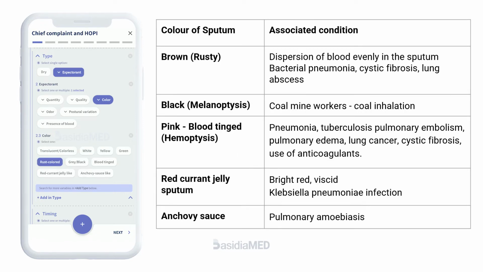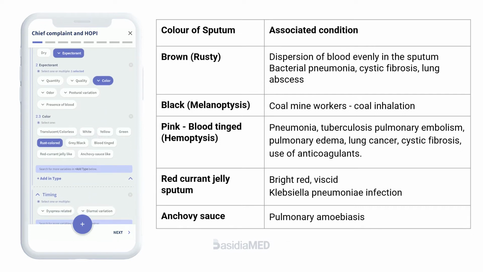Brown-colored rusty sputum occurs due to the dispersion of blood evenly in the sputum. It is seen in bacterial pneumonia, cystic fibrosis, and lung abscess. Black-colored sputum, also called melanoptysis, occurs in coal mine workers due to coal inhalation. Blood-tinged sputum is seen in pneumonia, tuberculosis, pulmonary embolism, pulmonary edema, lung cancer, cystic fibrosis, and use of anticoagulants. Coughing out of blood from the respiratory tract is called hemoptysis.